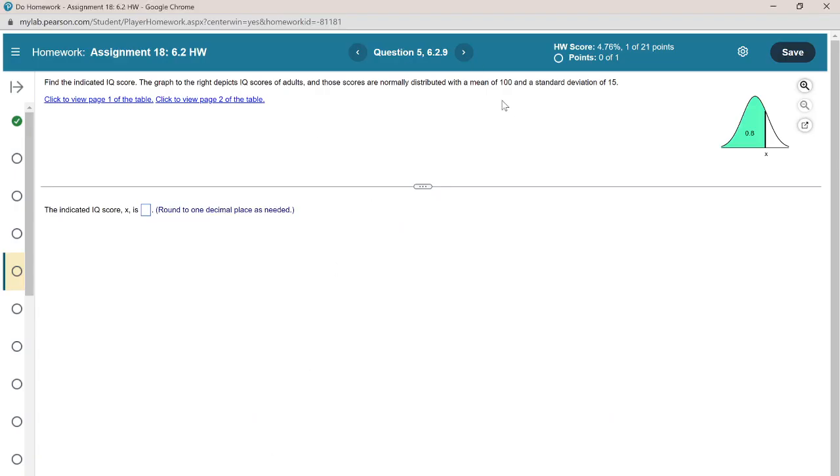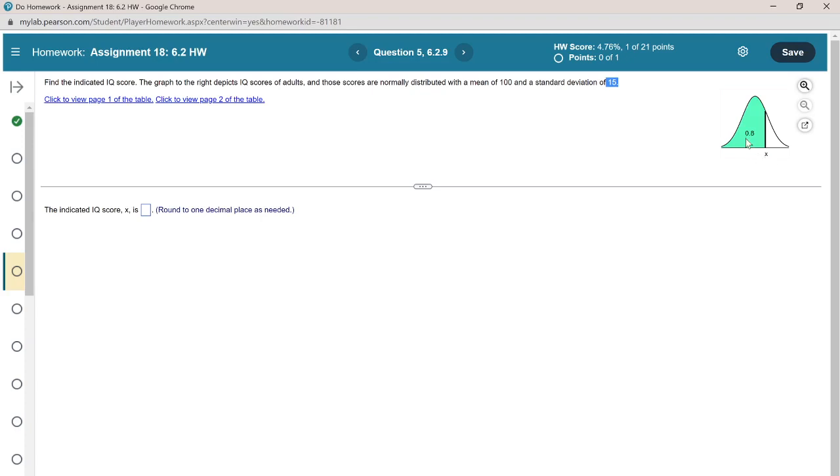So in this problem, you have been given the mean and you have been given the standard deviation. Find the indicated IQ score. So we would like to find out the indicated IQ score, which is the value of x, such that the area under the curve, or the value less than that IQ score, is 80% of the values.